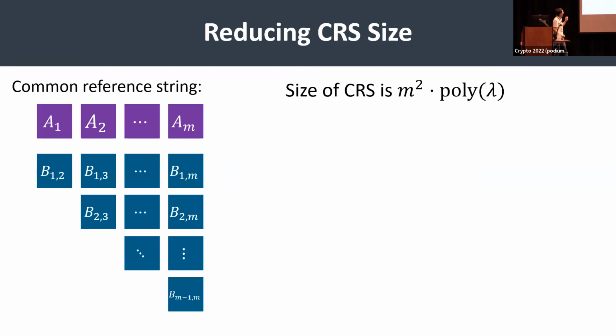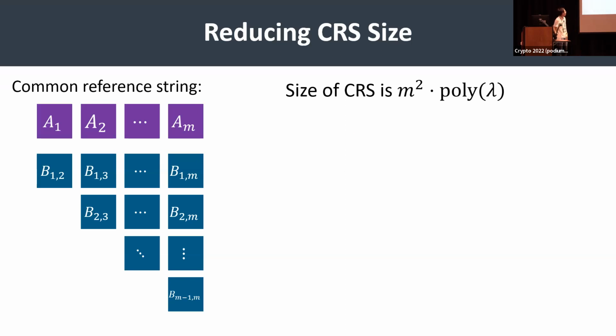The second thing I want to tell you is that if we look at the construction that I've described so far, it has a very long CRS, right? The CRS consists of these random group elements, 1 for each instance, and it also consists of this giant collection of cross terms. As I've written it, the size of the CRS scales quadratically with the number of instances.